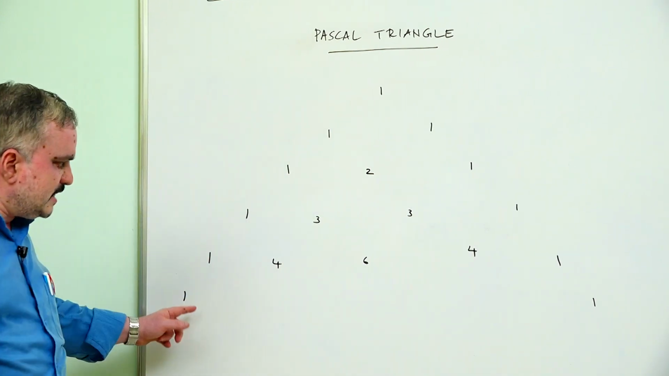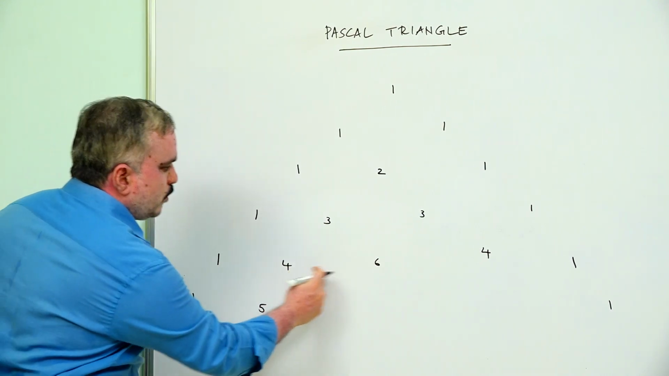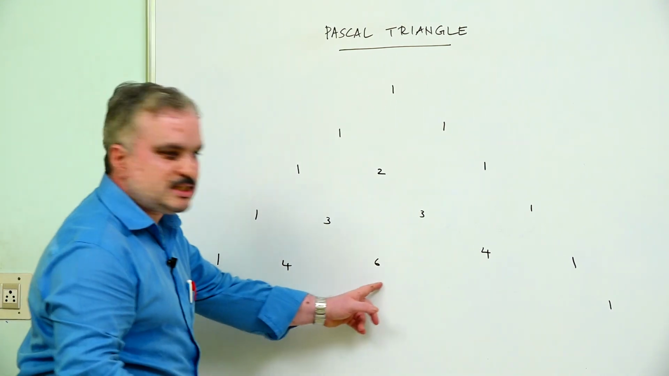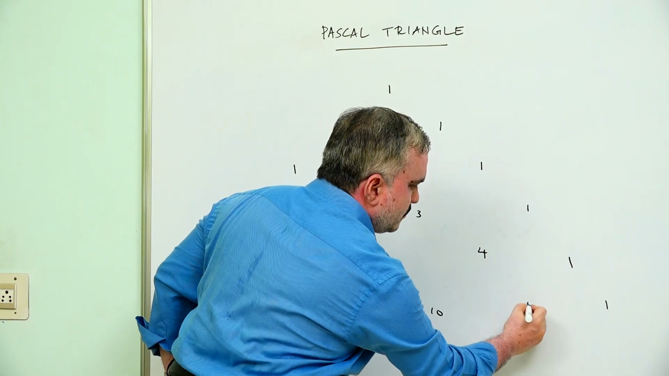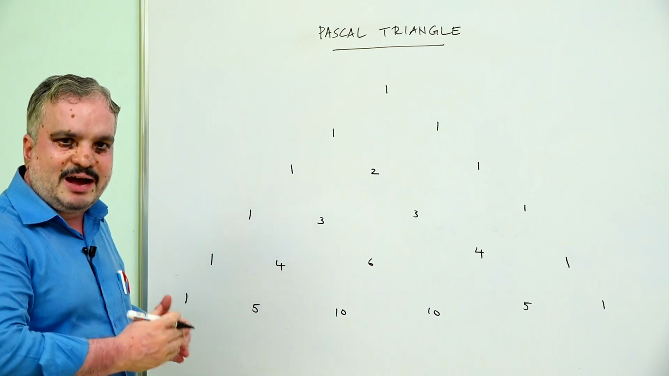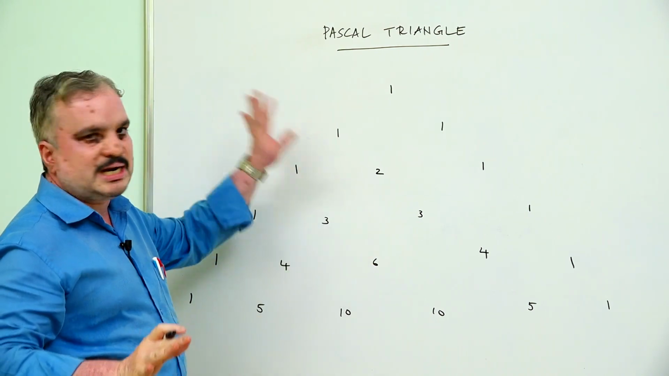You say this row, 1 plus 4, what? 5. Good. 4 plus 6, 10. 6 plus 4, 10. 4 plus 1, 5. Similarly, we can get every row. You should know how we get the Pascal triangle.